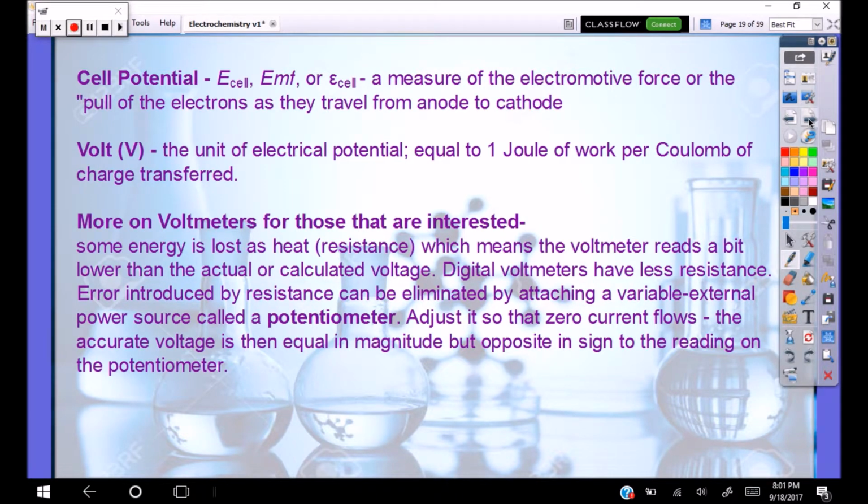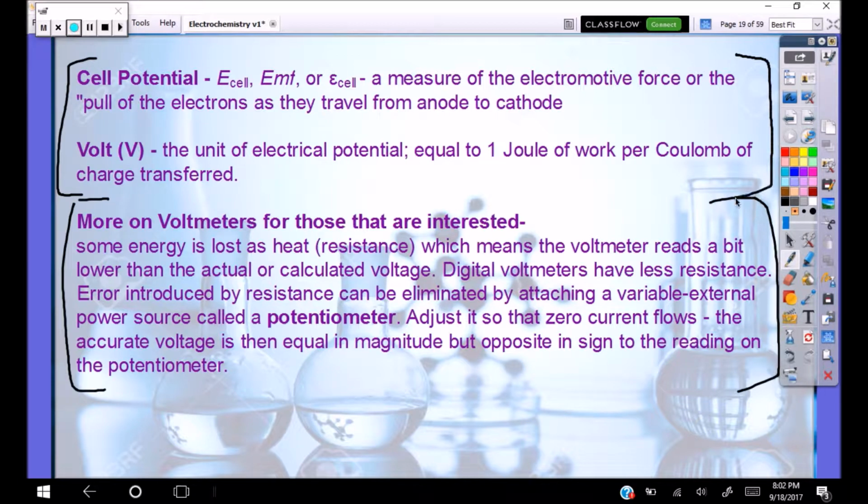Before you freak out at all these massive words on the page, there is a section here for those that really want to nerd out on voltmeters. Go ahead and you can pause and read over that fairly quickly. But the nitty-gritty of what I'm really caring about here is the first two definitions. We've got our cell potential and volts.